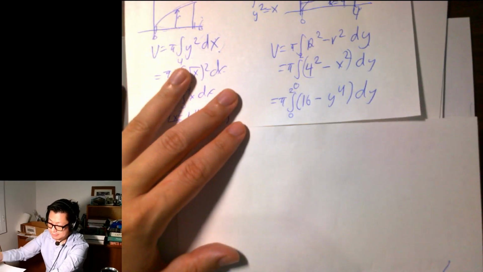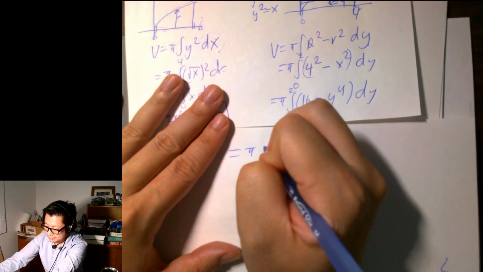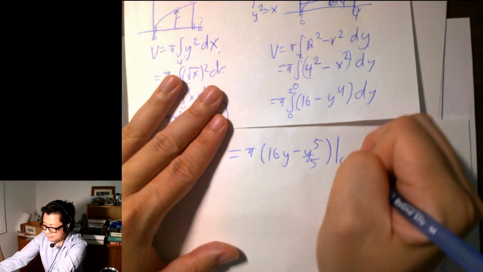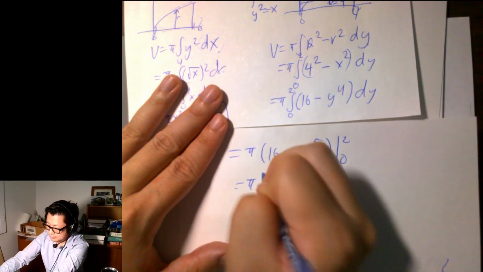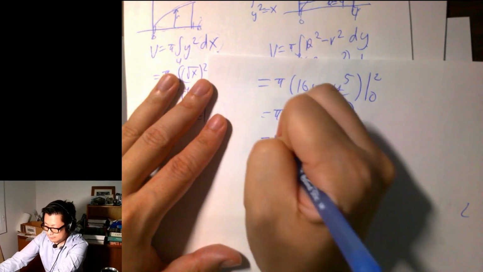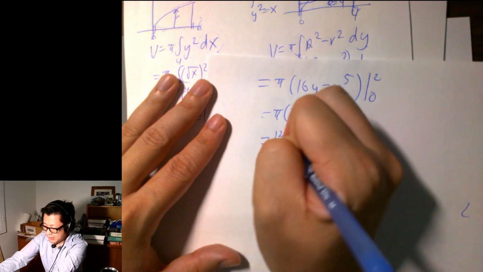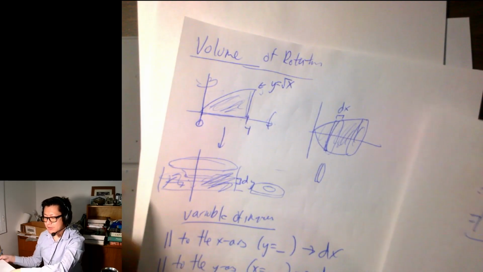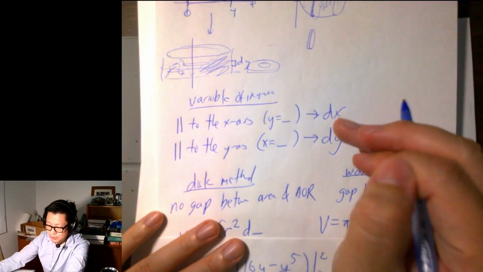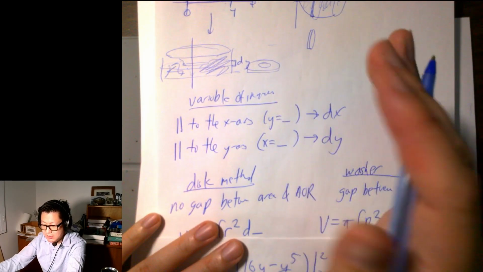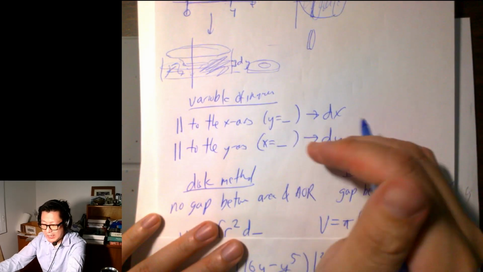So now I can integrate, and then calculate. So that's 128 pi over 5, assuming I didn't screw that up. So different volumes, you got different shapes, even though it's the same area. So again, pay attention to whether you're using dx or dy. If it's rotated parallel to the x-axis, use dx. If it's rotated parallel to the y-axis, dy.